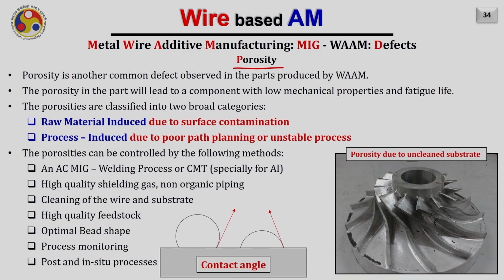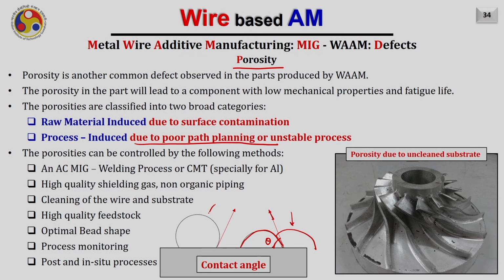The raw material induced porosities usually come from contaminations on the raw material or on the substrate, while the process induced porosities usually come because of poor tool path planning. As you can see here, the meaning of poor tool path planning is, for example, if you are depositing a bead on a flat surface, right, and it has this type of contact angle, that I am calling less than 90 degrees. Now, if I deposit another bead adjacent to it, definitely it will nicely overlap and there will be no unseen region from the top while depositing this particular bead.